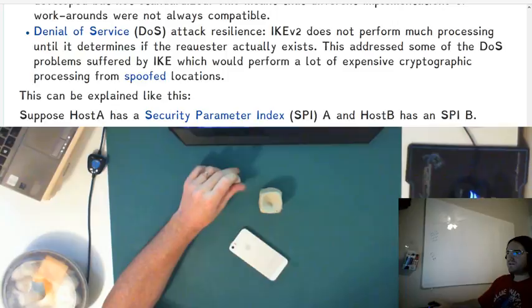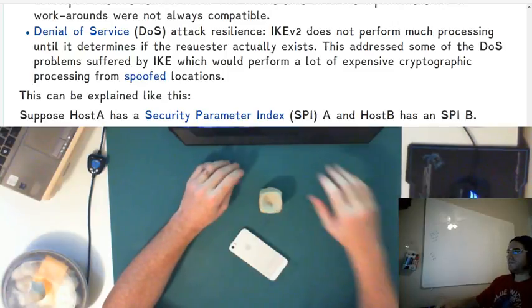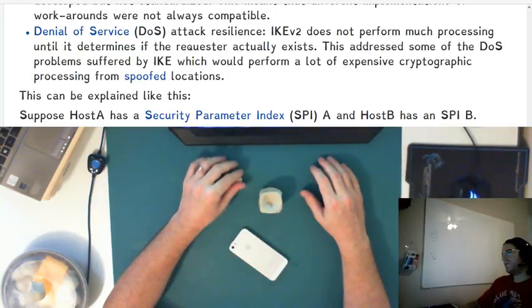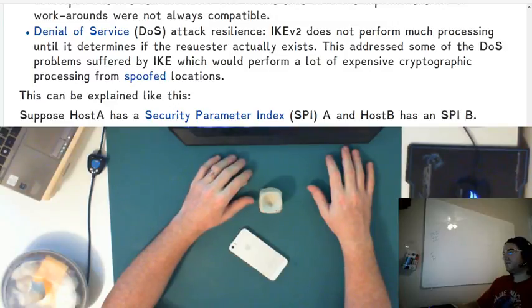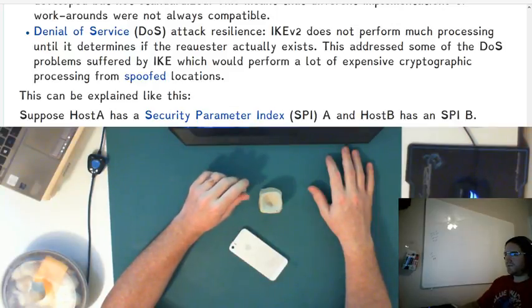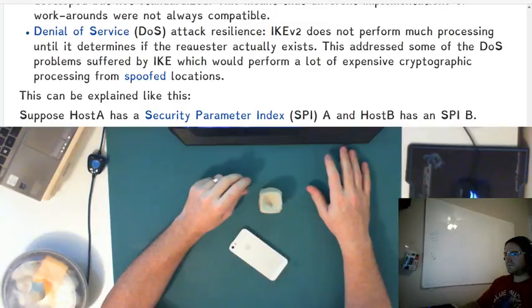Denial of service attack resilience. IKEv2 does not perform such processing until it determines if the requester actually exists. This addressed some of the DoS problems suffered by IKE, which performed a lot of extensive cryptographic processing from spoofed locations. This can be explained like this.